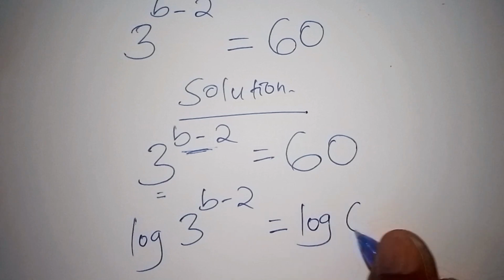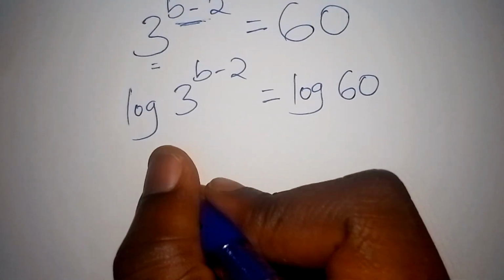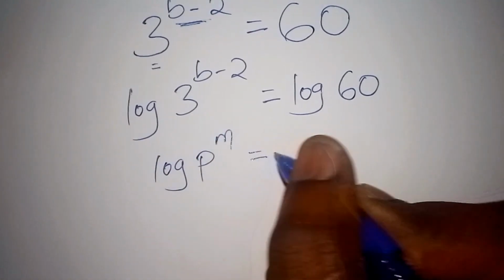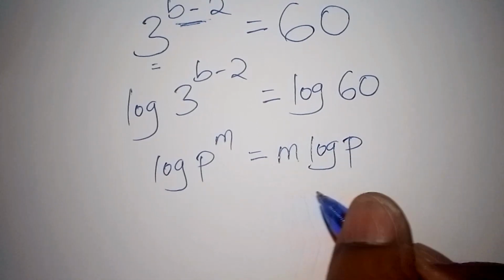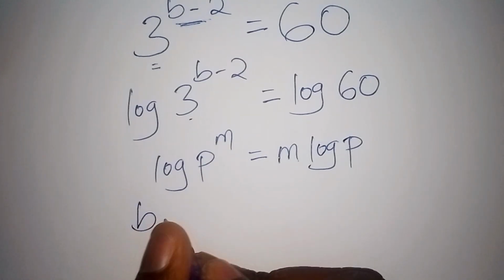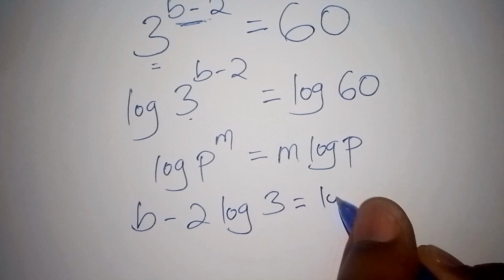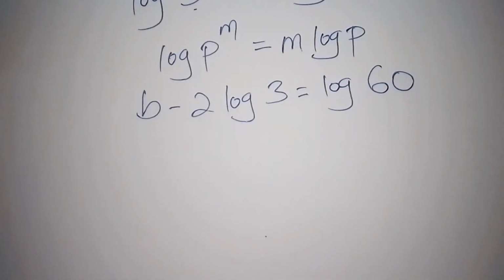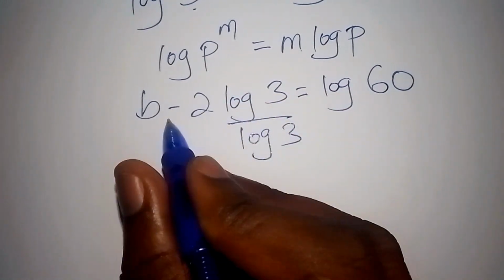log of 60. Suppose we have something like the log of p to the power of m. This shall be written as m times the log of p. So instead of writing the log of 3 to the power of b minus 2, we now have b minus 2 times the log of 3 is equal to the log of 60. Now we divide both sides by the log of 3, so that we remain with b minus 2.